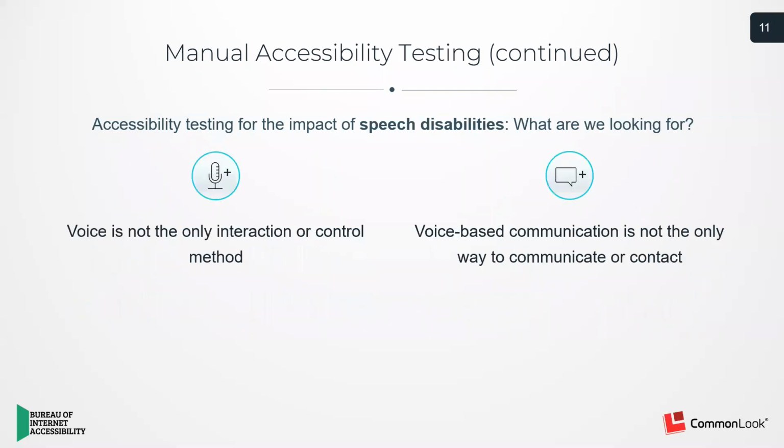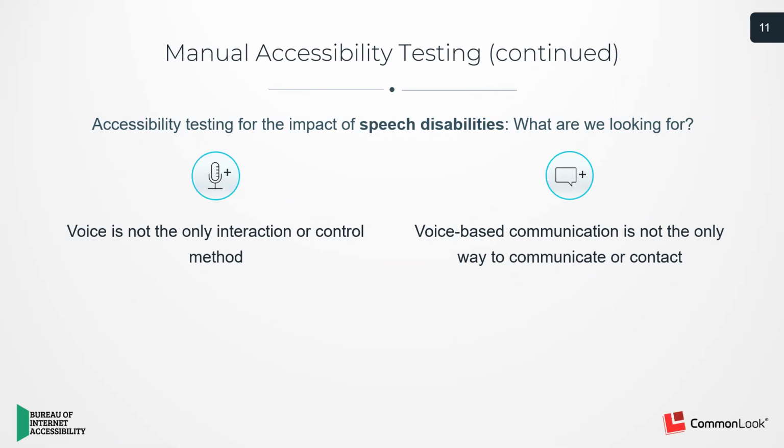Next. Speech disabilities. There are only two points on this page. There are only two bullets. One is voice is not the only interaction and or control. Voice-based communications is not the only way to communicate and contact. And there are only two bullets on this slide.